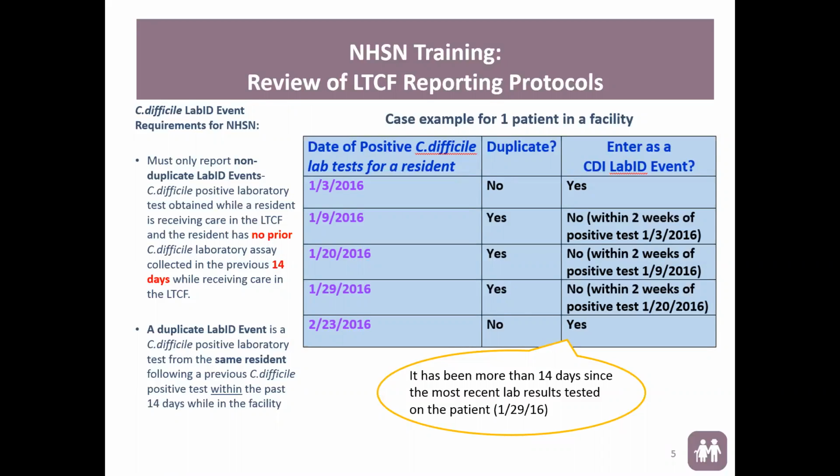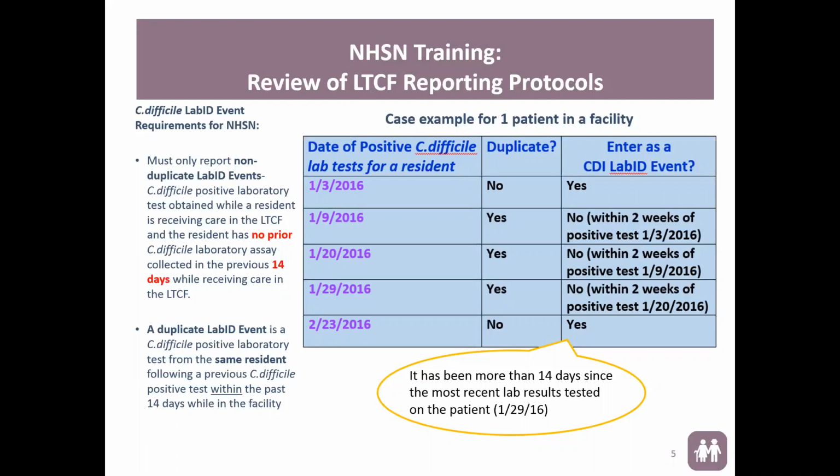So here's where we're going to talk about duplicates. A duplicate is a C. difficile positive laboratory test from the same resident following a previous C. difficile positive test within the past 14 days while in the facility. If the CDI lab ID test was conducted longer than 14 days since the last test, the CDI lab ID event can be reported. If it's within the 14 days since the last test, then it's not reported as that's a duplicate. If it's past 14 days, it is not considered a duplicate, so it's fine to report.